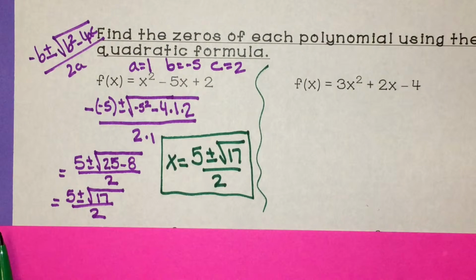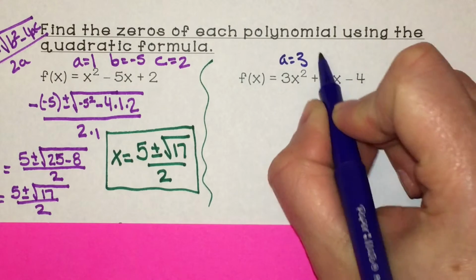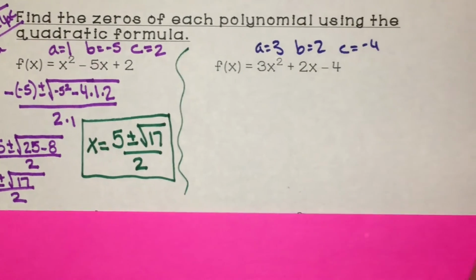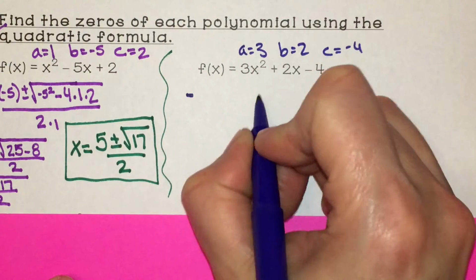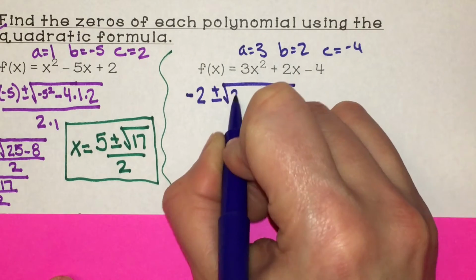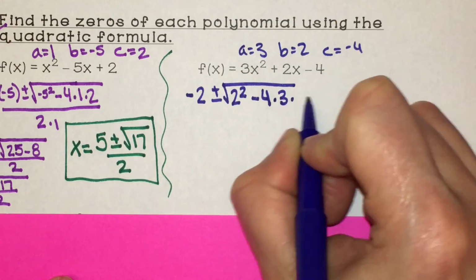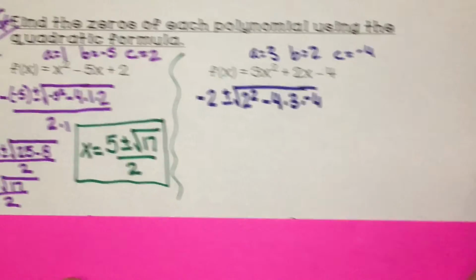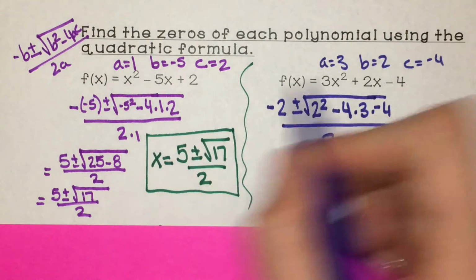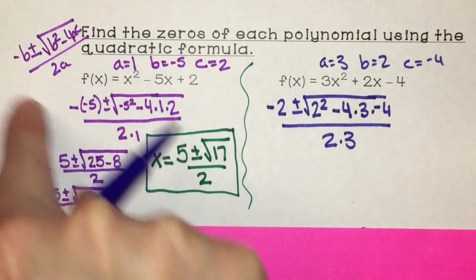Let's try another one. We have over here, a is 3, b is 2, and c is -4. So -2 plus or minus the square root of 2 squared minus 4 times 3 times -4. Again, I'm just using the quadratic formula, divided by 2 times 3. After you find a, b, and c, just plug them in using this.